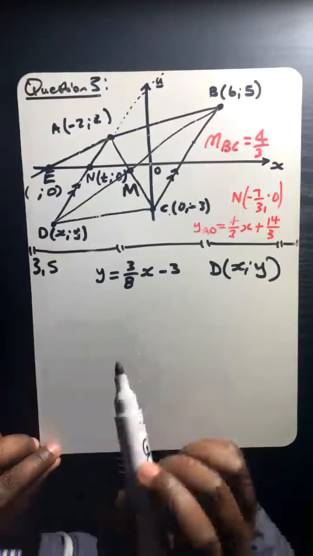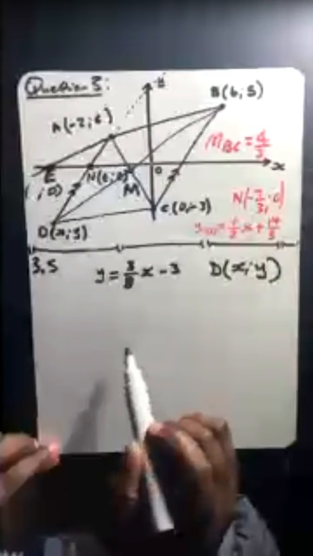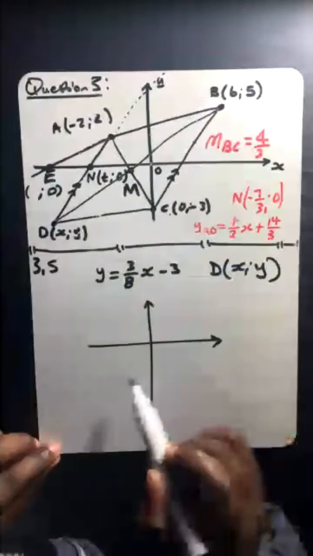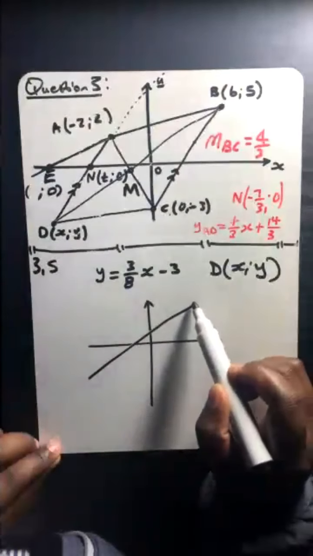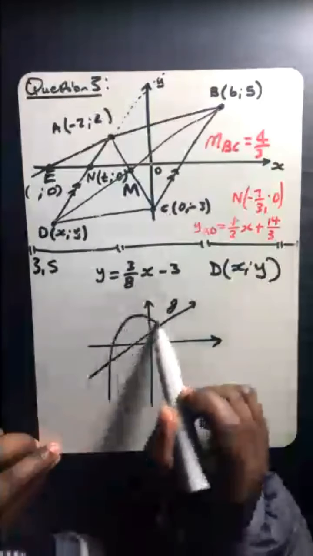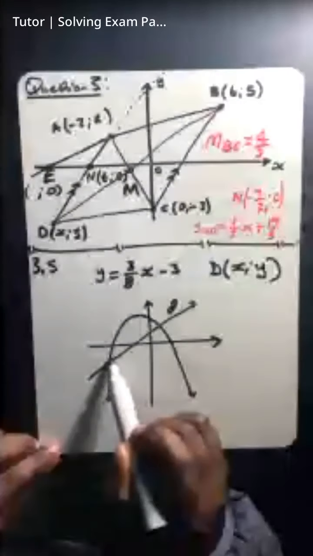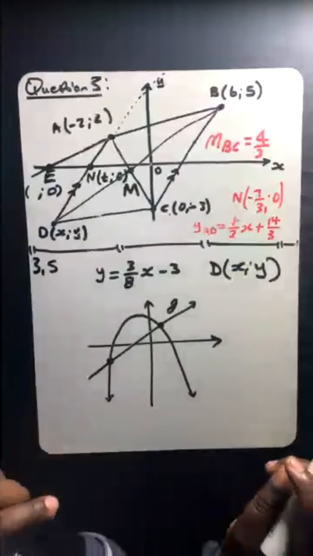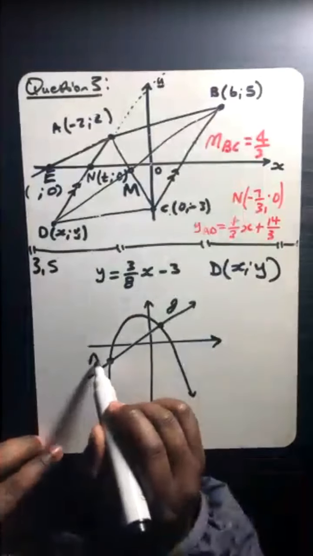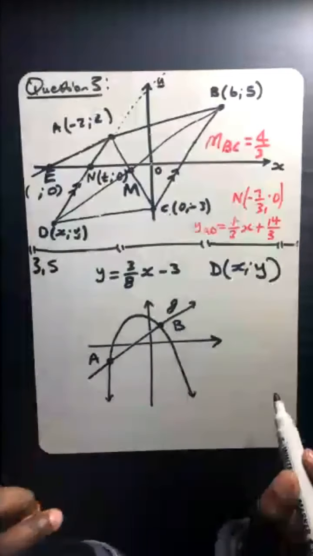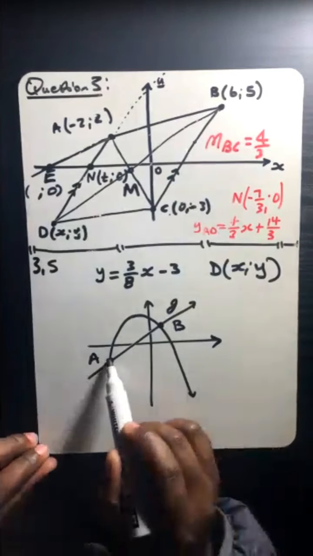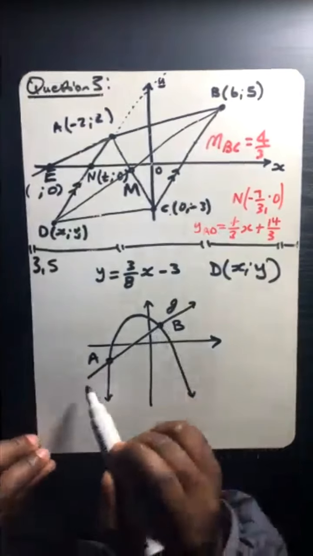At all times, just make sure that if you have a Cartesian plane, you have a straight line, which is called G, and you have a parabola as an example. Then you have maybe a point there, and a point there. So let's say this is point A, this is point B. With regards to point A and point B, this is the point of intersection of the two functions.